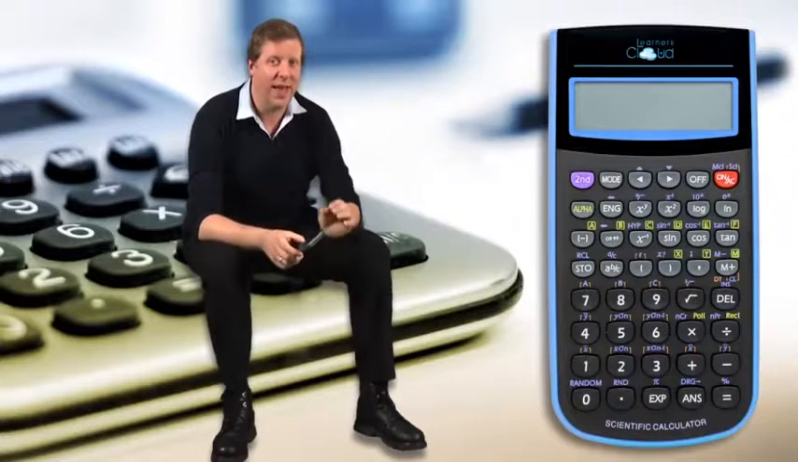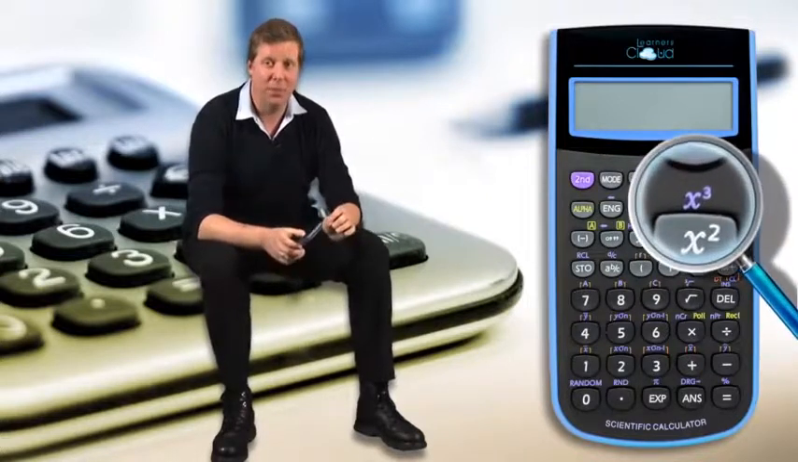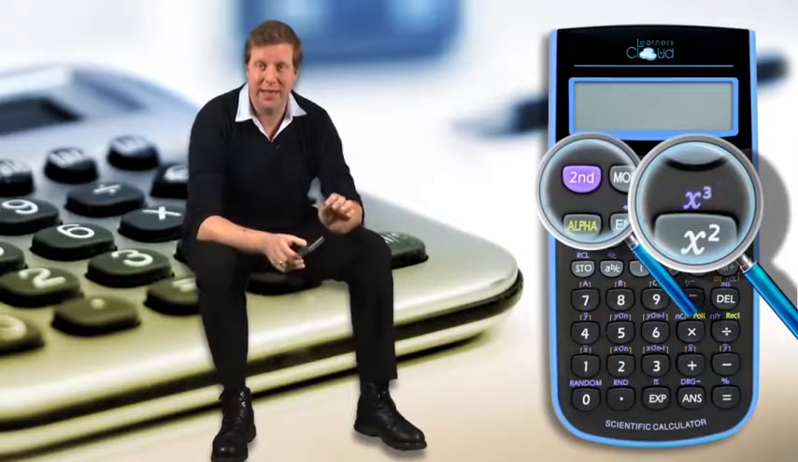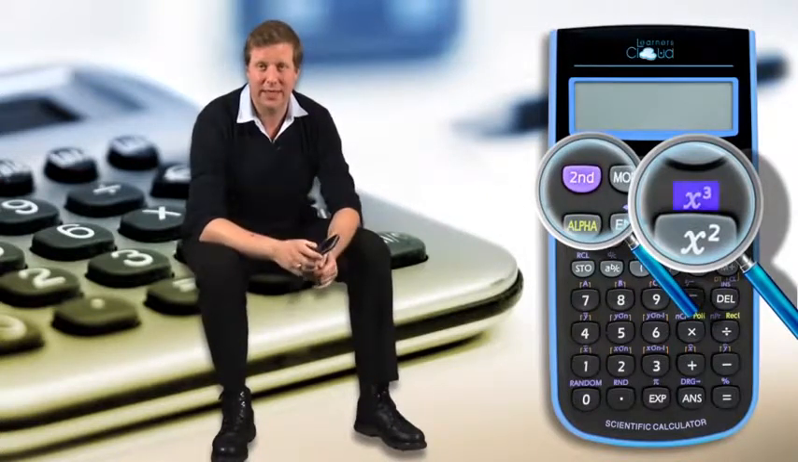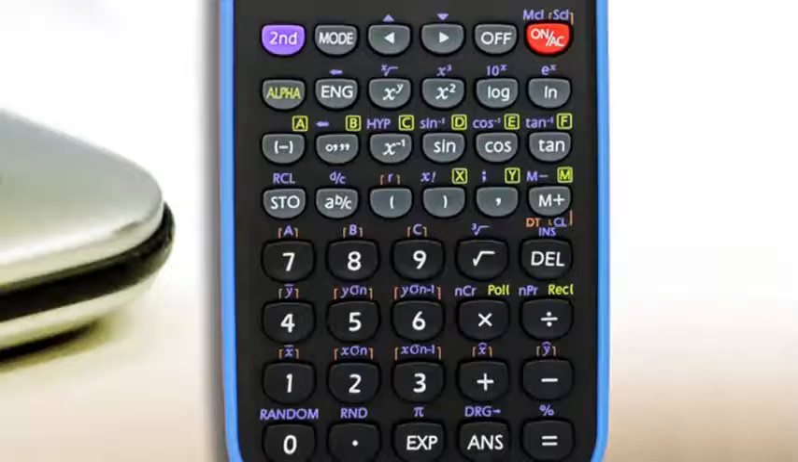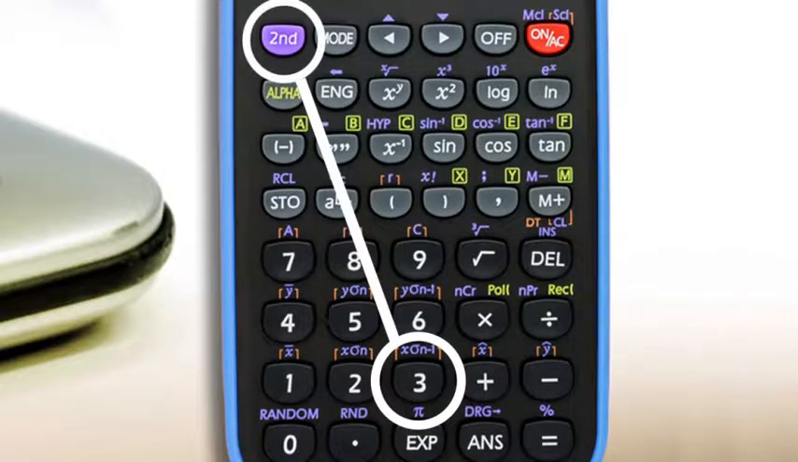Let's look now at how we would cube a number. Now on our calculator here, you can see that the x cubed is actually in purple above the x squared button. So that means we need to use that second button in order to access that operation. So if we wanted to cube 3, we would press 3, then the second button, then our x squared button, which would enable us to access that x cubed operation, which would give us our answer of 27.